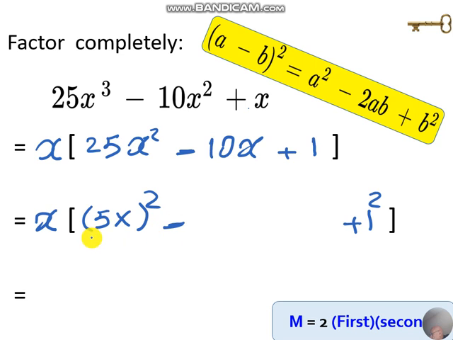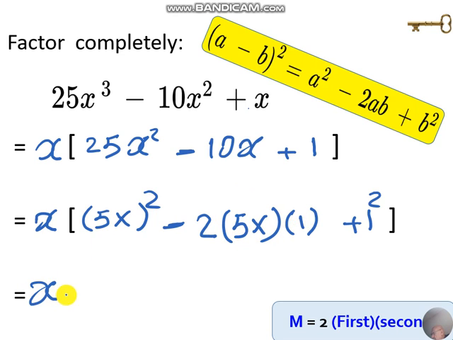If I multiply the first, which is 5x, times the second, which is 1, multiply by 2, does this give me 10x? 2 times 5x times 1, I get negative 10x. Means this is a perfect square trinomial, x under x. I factor this as a minus b quantity squared. a is 5x. b is 1, because the middle term is negative.